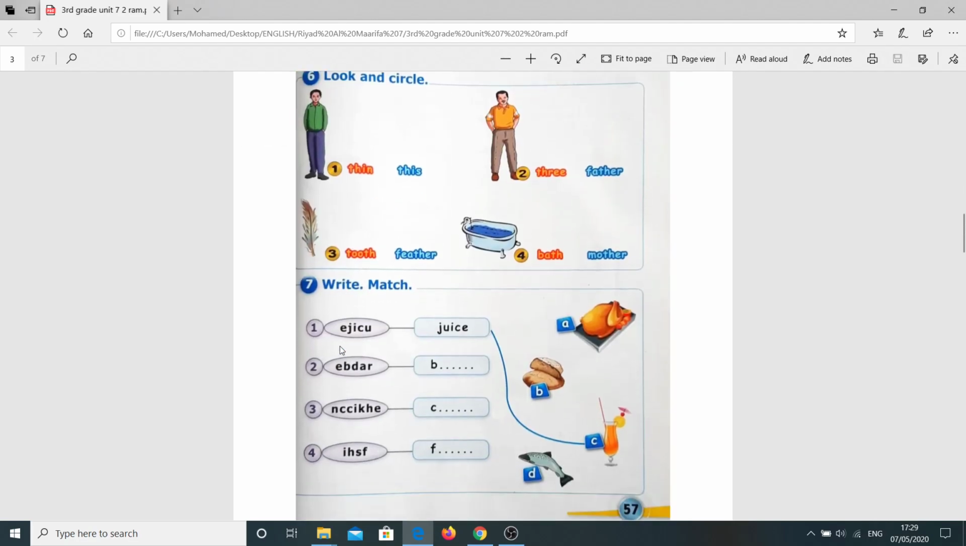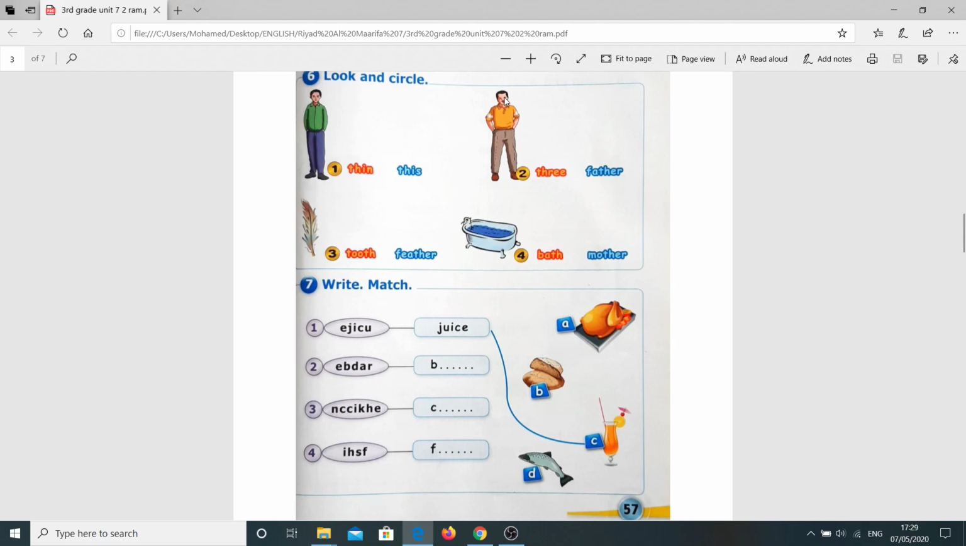Good. Now, page 57, question number 6. Look and circle. We have here 4 pictures. Picture number 1, thin or this? You need to look at the picture and circle the correct word. Number 1, is it thin or this?